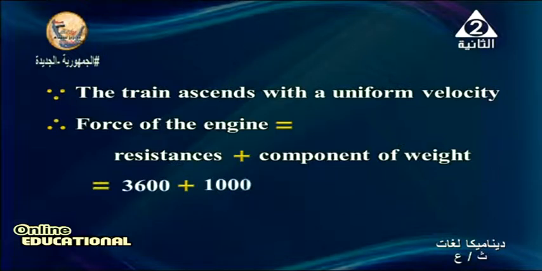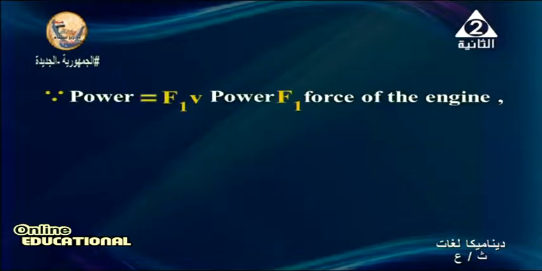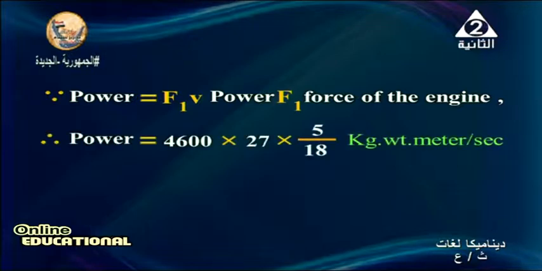Then the force equals 3,600 plus 1,000 equals 4,600 kilogram weight. Now power equals F times V, where F is the force of the engine when the train ascends the inclined plane. Power equals F, which equals 4,600 kilogram weight, times the velocity of the body, which equals 27 times 5 over 18.